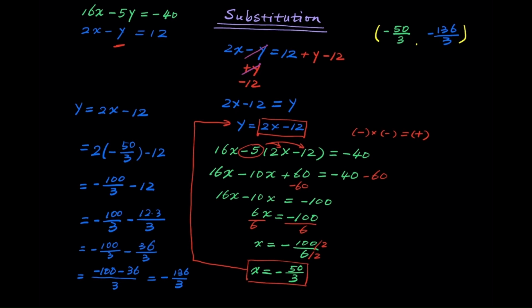Now that we've solved the system using the substitution technique, let's solve it again using the elimination technique to check our answers and see an alternative approach. All right? Let's rewrite our simplified system, which is 16x minus 5y equals negative 40. And the second equation is 2x minus y equals 12. And we'll use the elimination technique to solve it.